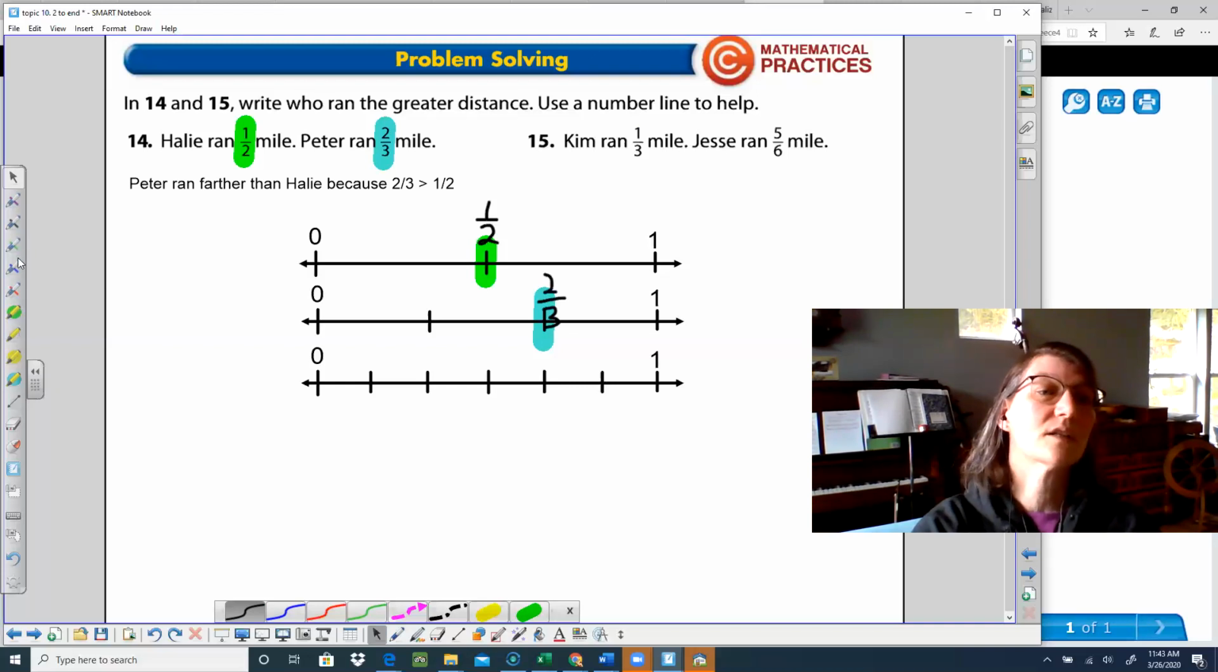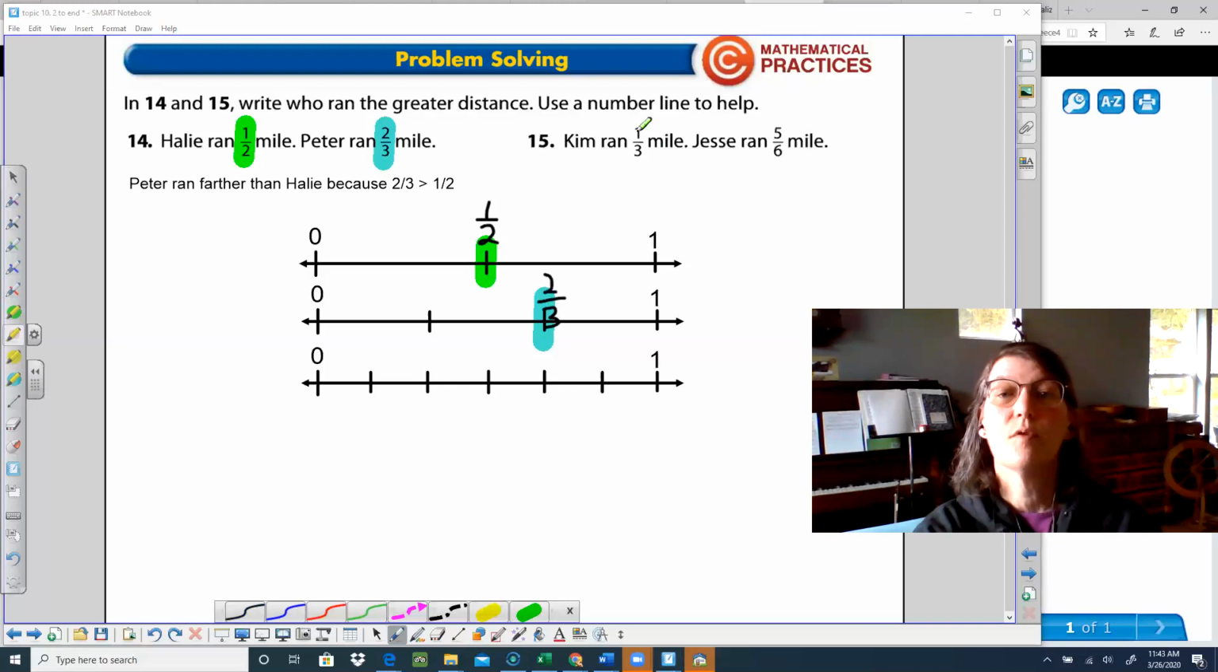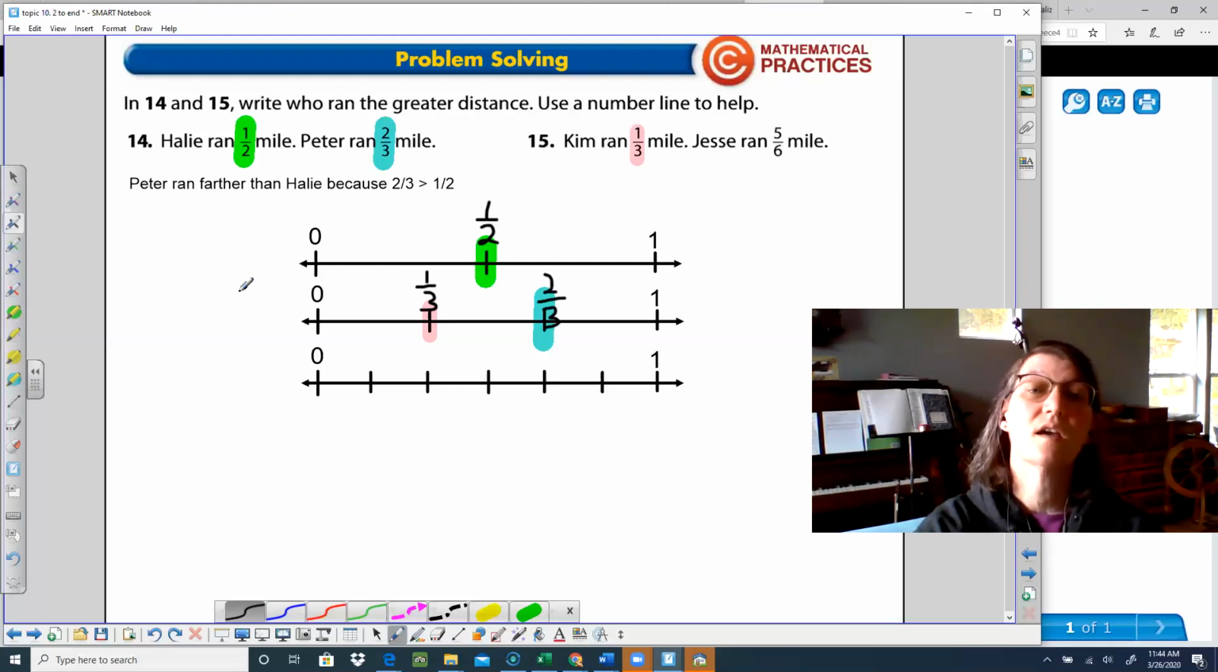Okay, now let's come on over here and let's make Kim pink. Kim ran 1/3. So earlier we said that we cut this line into thirds. If this is 2/3, then I know this must be, hopefully you just whispered out 1/3, Mrs. Mears. So I'm going to label that 1/3. Okay, now I have Jessie, and I have not used yellow, so Jessie gets to be yellow.